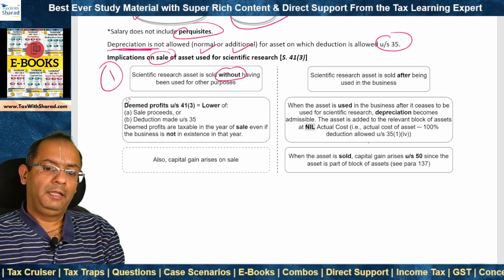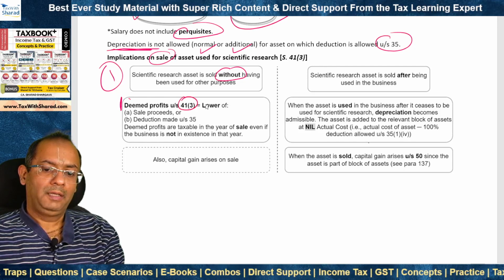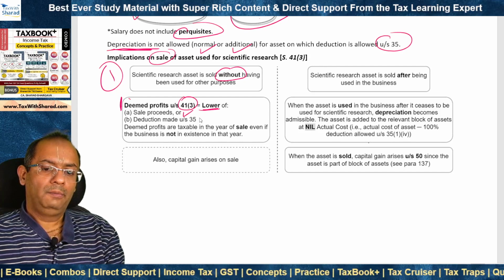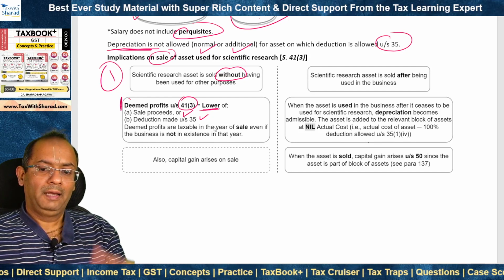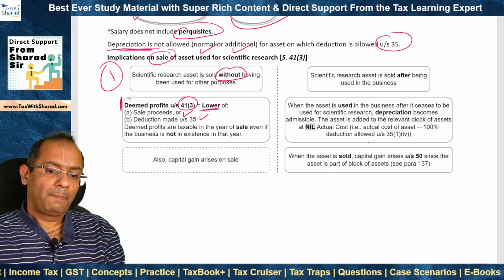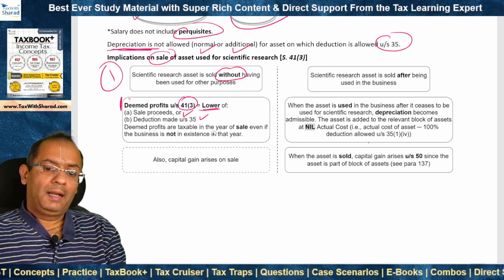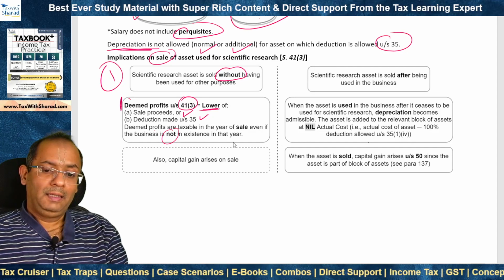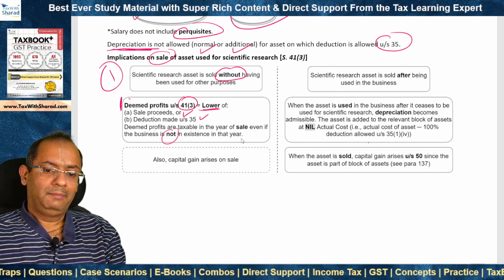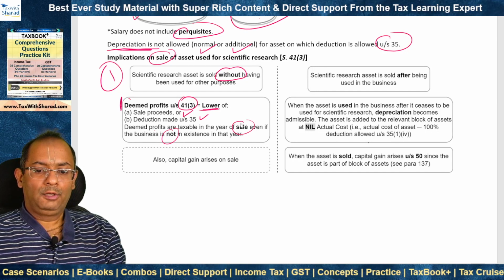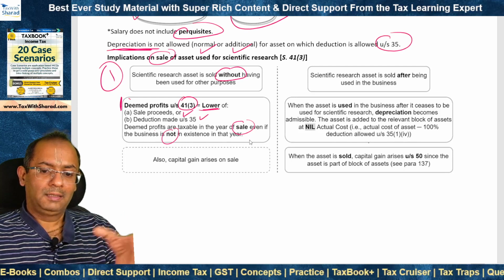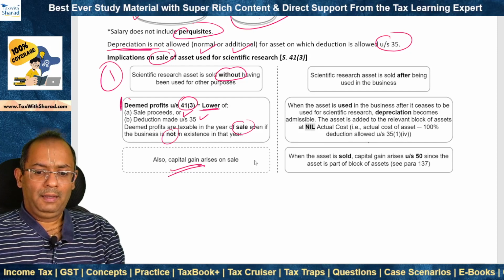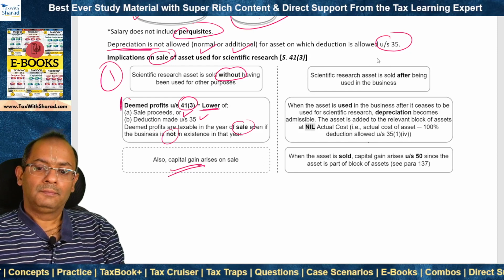In that case, deemed profits arise under section 41(3), which is lower of A or B. A is sale proceeds, or B, deduction made under section 35, which would have been to the extent of 100%. Are these deemed profits taxable even if the business is not in existence in the year of sale? Yes, it doesn't matter. The deemed profits are taxable in the year of sale even if the business is not in existence in that year. Further, capital gains also arise, which is computed in the manner in which capital gains are computed.